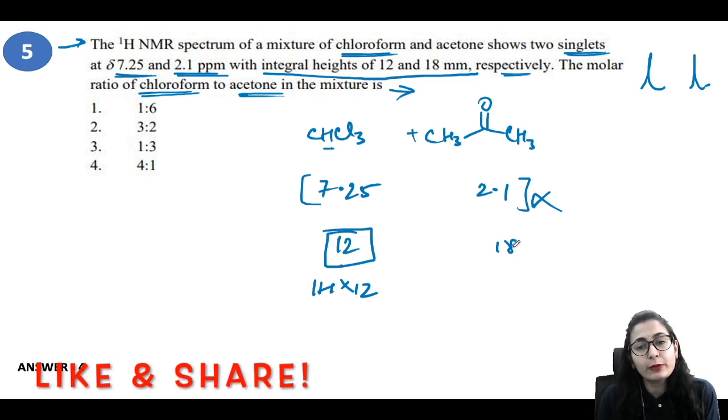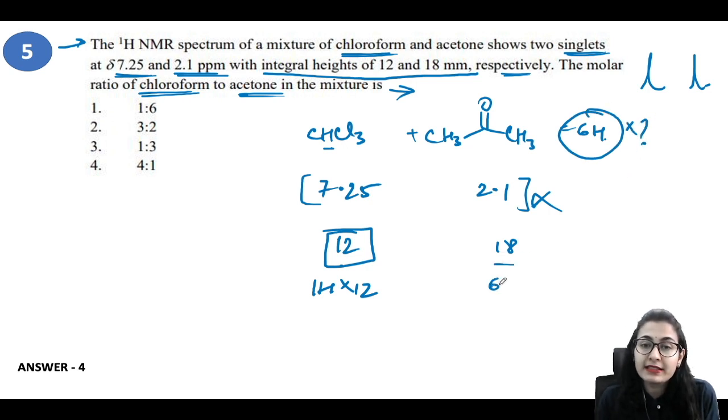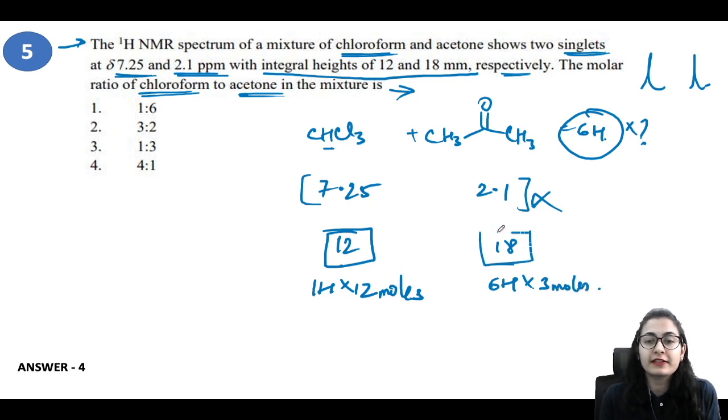Okay. However, here you have 6 hydrogens. So 6 को किससे multiply करेंगे such that you get 18. You are going to multiply 6 hydrogens with 3. So you are having 12 moles of chloroform and you are having 3 moles of acetone. Okay, and let's write the ratio. 12 moles is to 3 moles is going to give you 4 is to 1. So this is the molar ratio. This is the correct answer.